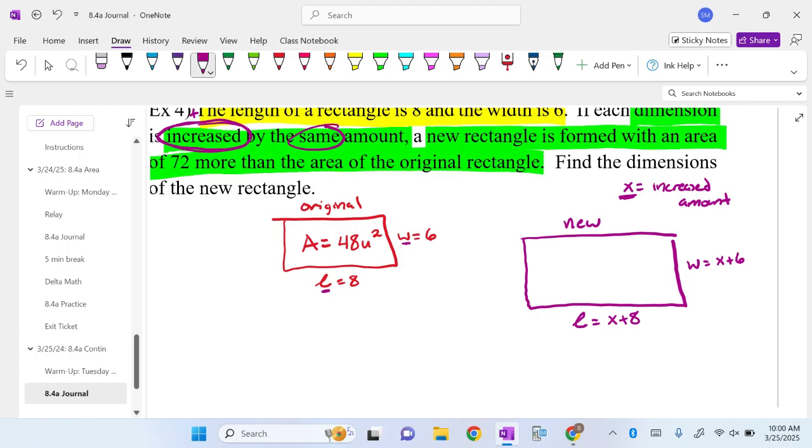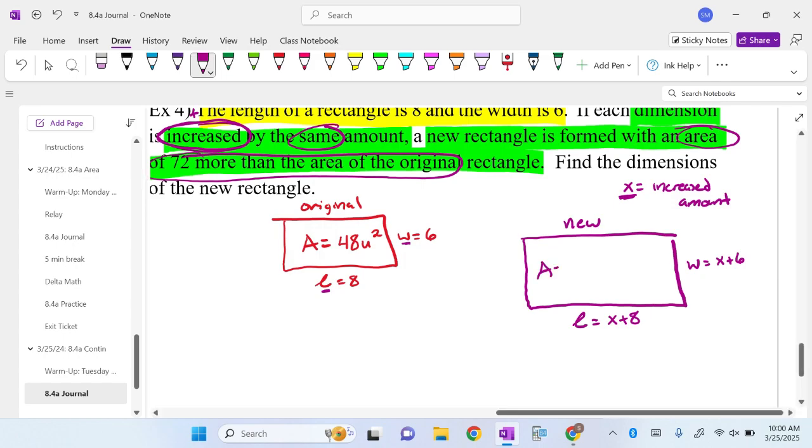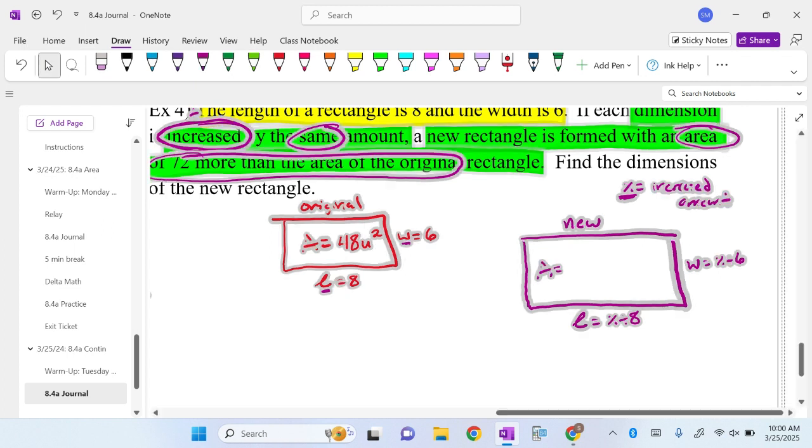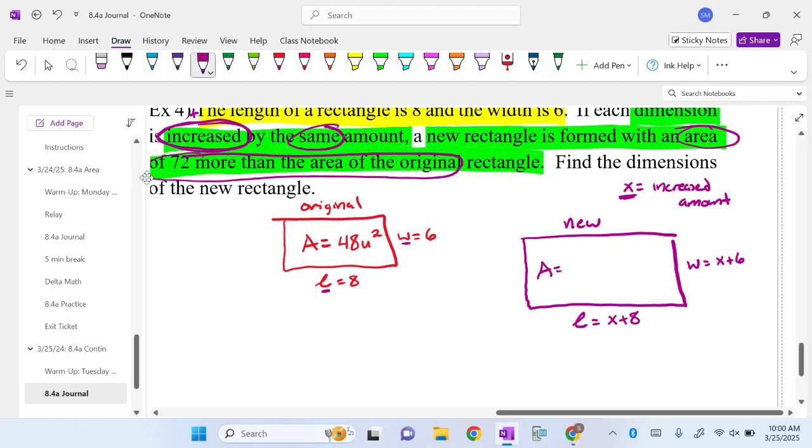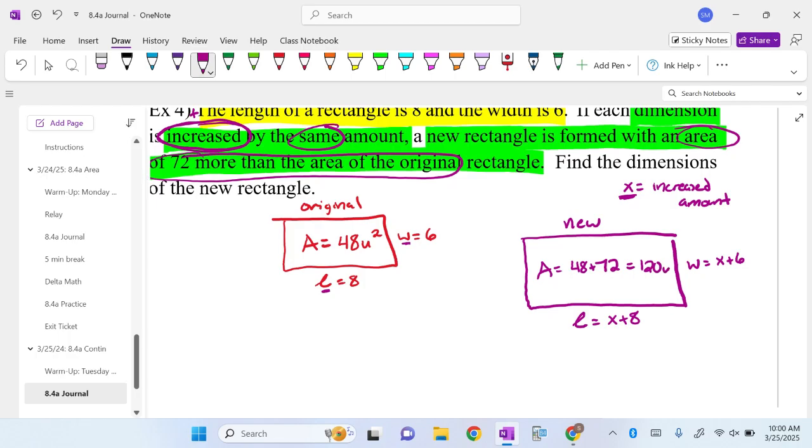Now, they did tell us that the area is 72 more than the area of the original. So in other words, the area will be equal to what? How would I find the area of that rectangle? Right, you do 48 plus 72, which would equal 120 units squared. So this is the new area that we're shooting for, 120.